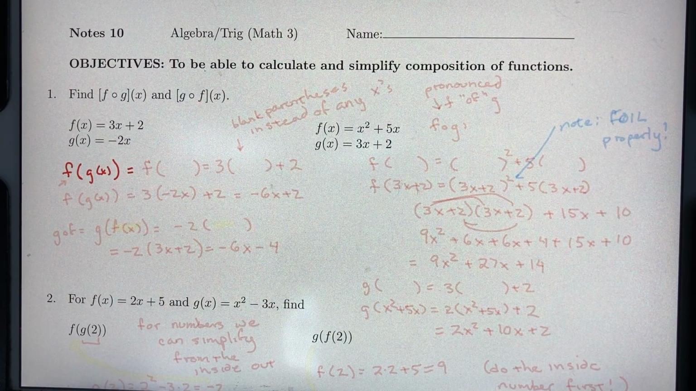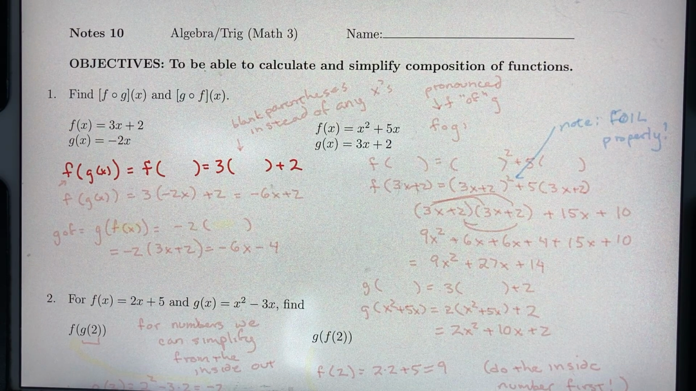Just like I think of f of 4 is 3 times 4 plus 2, f of 7 is 3 times 7 plus 2, I'm going to think of f of g by thinking of f of thing and thinking about what that means. What does f of thing mean? It means 3 times whatever it is, and then plus 2.